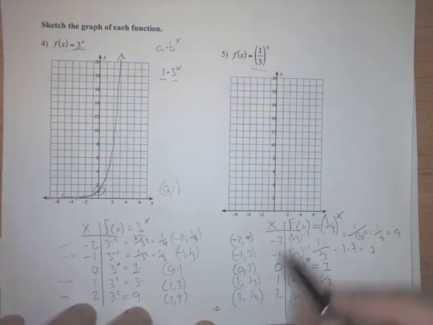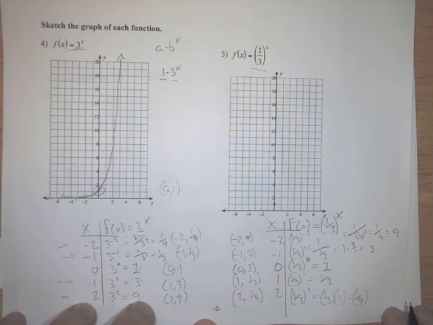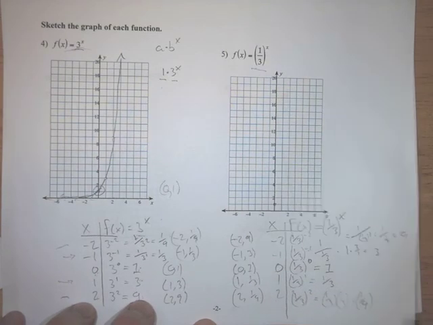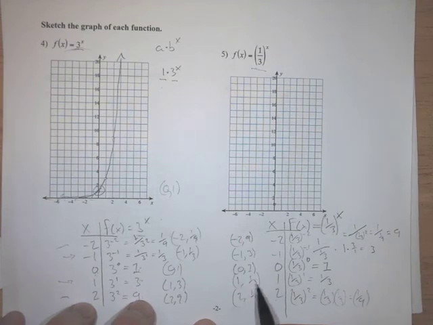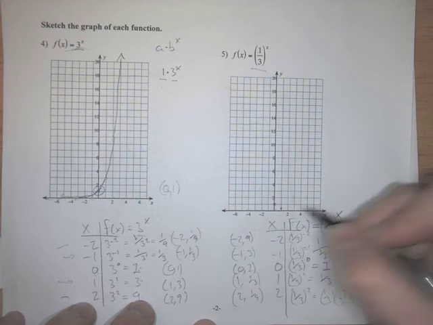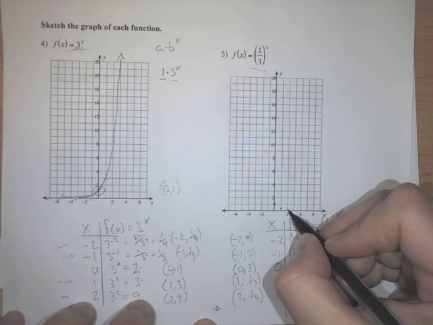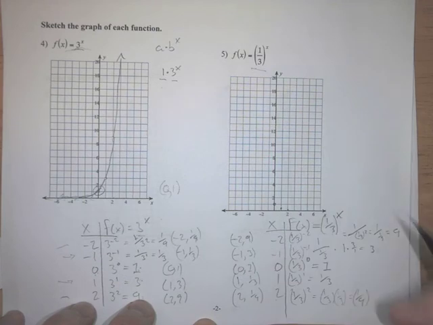Let's graph it. 0, 1. Okay, cool. Well, that's the same so far. Nothing's really changed. Okay, let's do this. 1 comma 1/3. So 1 and then 1/3 up. That's going to be kind of hard to see. And then the next one, 2 comma 1/9. That's even harder to see. 1/9 is real tiny down there.